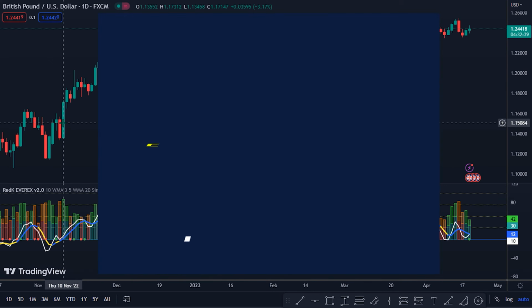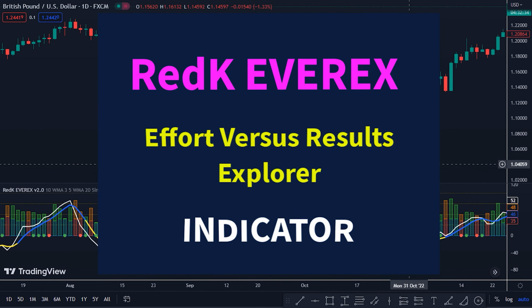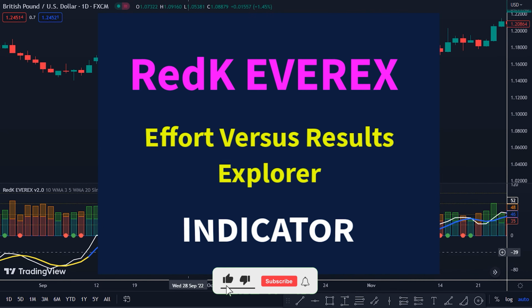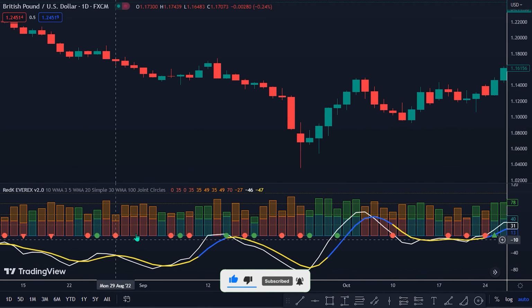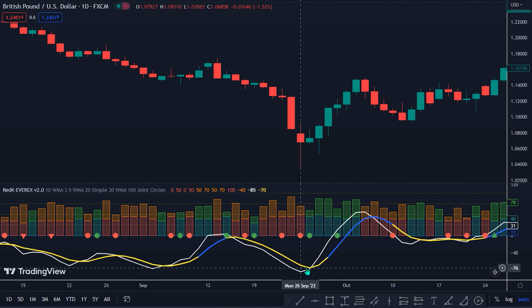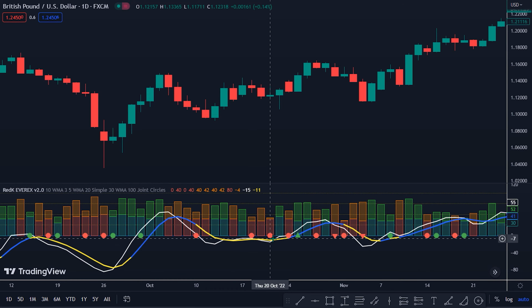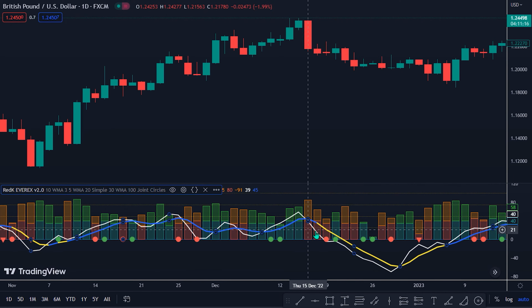In this video, I will show you how to use the RedK EVEREX Effort vs. Results Explorer to detect market trade opportunities. The RedK EVEREX Effort vs. Results Explorer is an experimental indicator that explores volume price analysis basic concepts and Wyckoff law effort versus result. By inspecting the relative volume, effort, and the associated relative price action, result, for each bar and showing the analysis as an easy-to-read stacked bands visual.